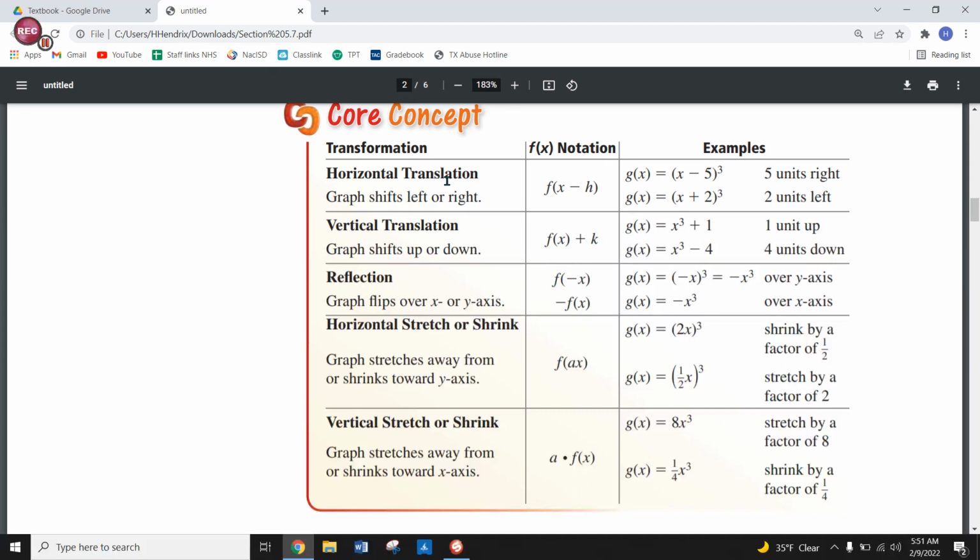So horizontal translation, it would be where they're adding or subtracting a value just to the x, so it's inside the parentheses with the x, like inside where the exponent is being raised to. But if it's a vertical translation, you're going to add the number on the end.